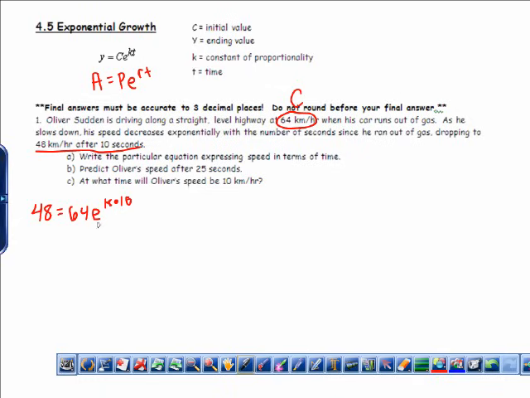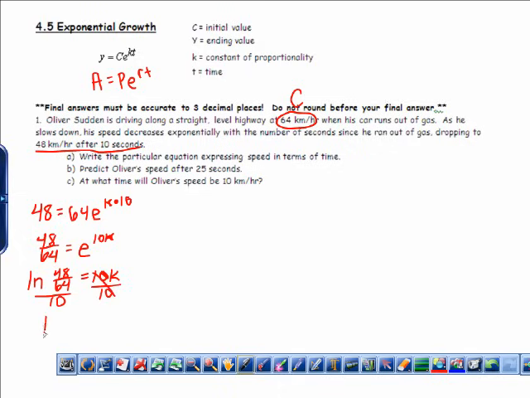Now this is an exponential equation, and we can solve this using all the same strategies we solved any other exponential problem. Okay, first I'm going to divide by 64. So this is going to become 48 over 64 equals e to the power of 10k. And now I can take natural log of both sides. That's going to give you natural log of 48 over 64 equals, when I take natural log of the right side, everything will simplify down to 10k. So I'm going to go ahead and write that, 10k.